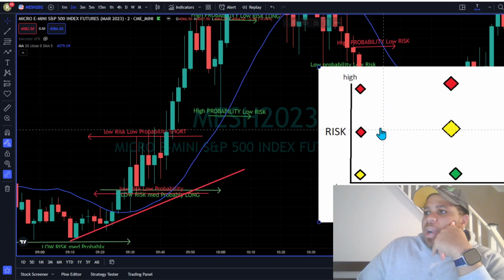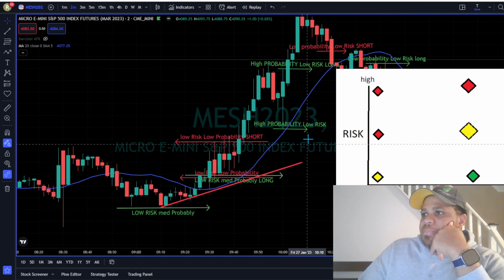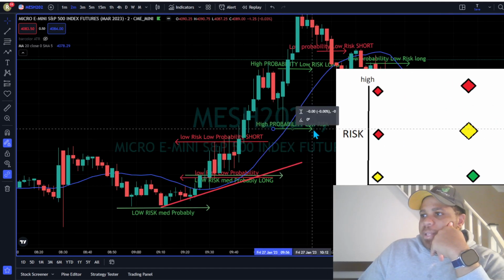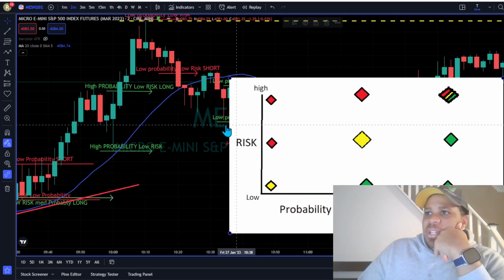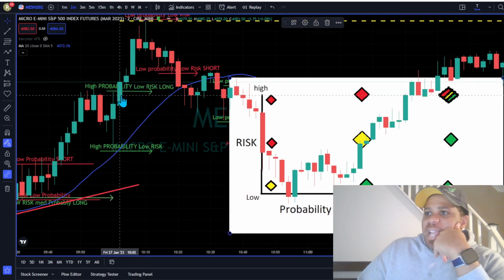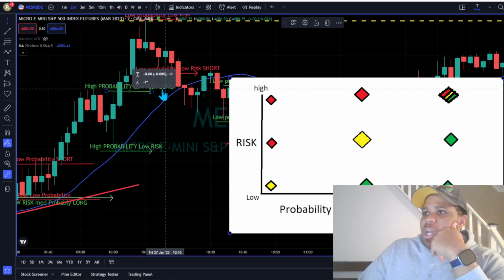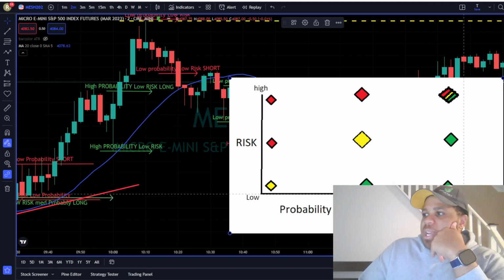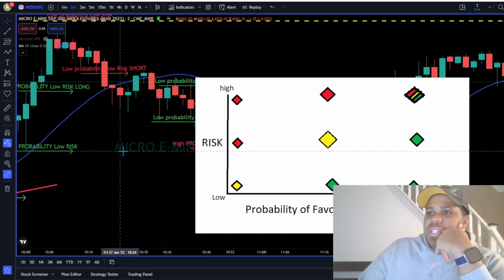Okay. All right, so this here, put that back there. Moving on up, another trade I spotted here. This is a high probability, low risk long. Okay, so you're here on this thing. You have high probability and you're low risk. Okay, this is probably one of the best trades that you can take because what's happening here?